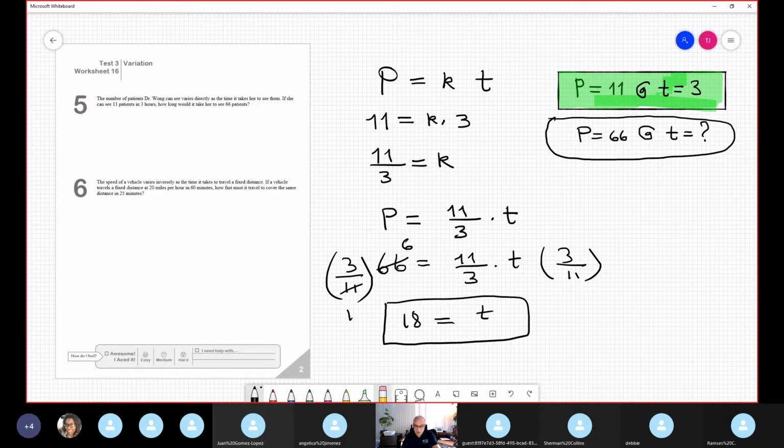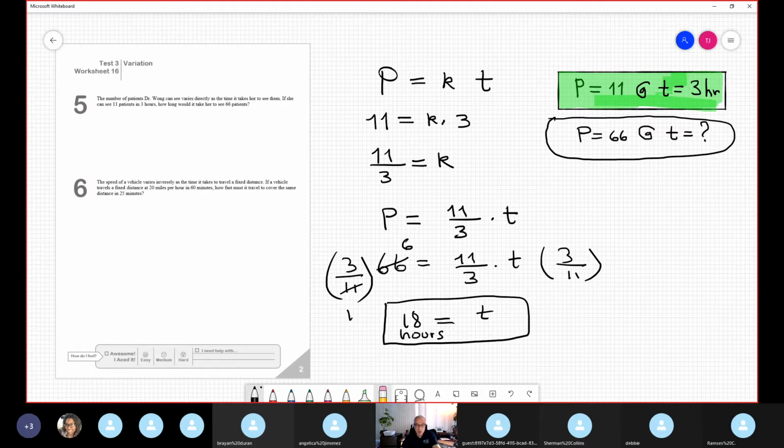18 what? What is the unit of that? My problem says the time is measured in hours, so 3 hours. Remember, this is hours. Therefore, 66 patients Dr. Wong can see in 18 hours. Make sense?